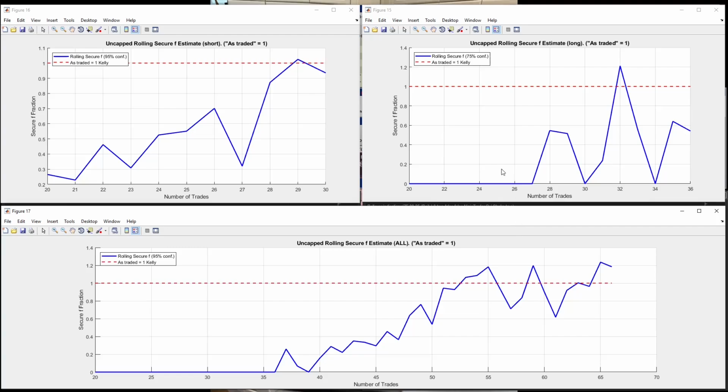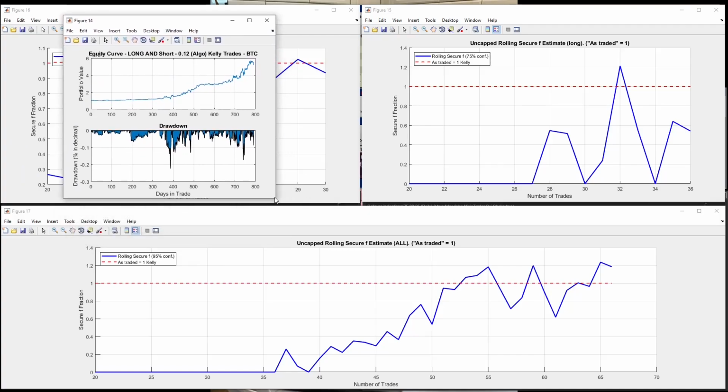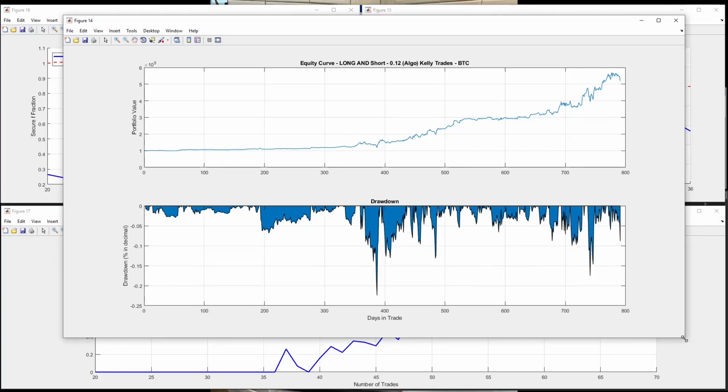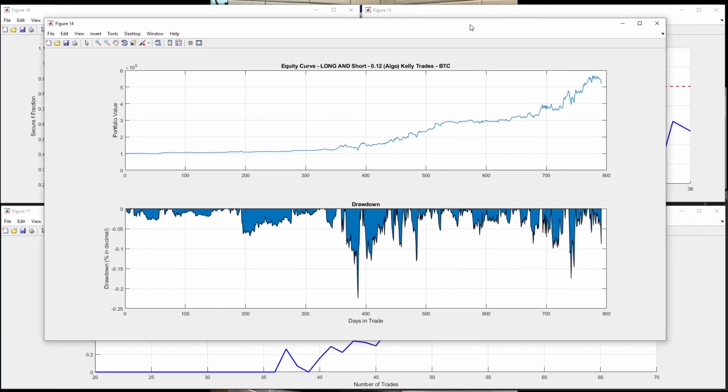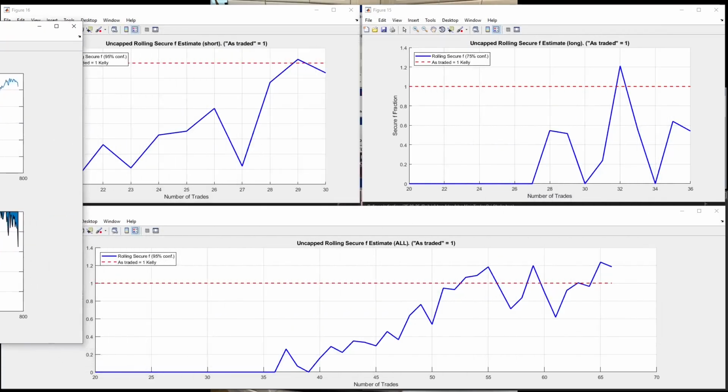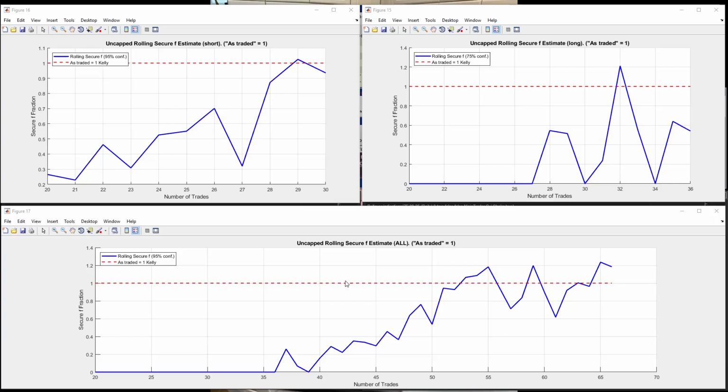So how do I get my as traded value? I'm just going to show you right here, my as traded F value. So this is an equity curve based on $100,000, and here's your drawdown on the second pane here of trading at long and short. And by the way, that's it right here. 12% of the full Kelly trade is our as Kelly traded, or as traded 1 Kelly here. This is why you've got to be specific so you don't get your 1 Kelly in one instance and your 1 Kelly in another instance wrong.